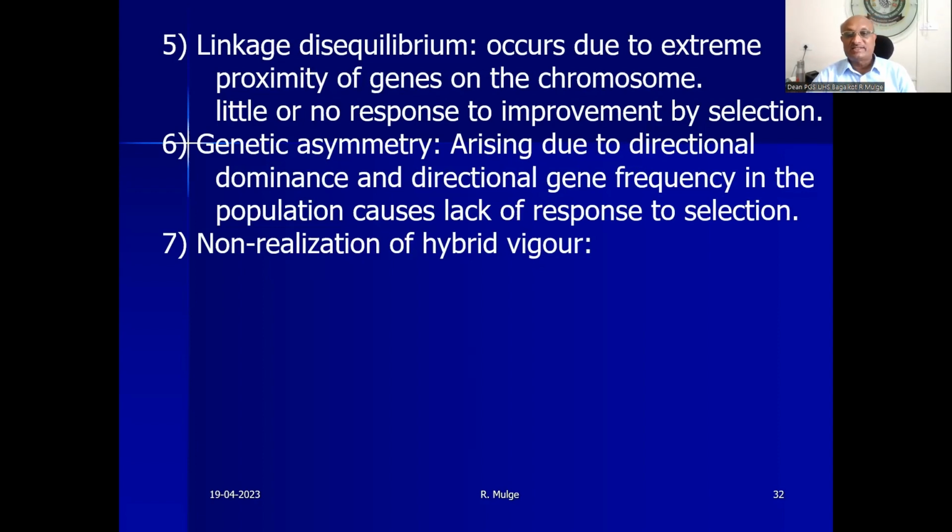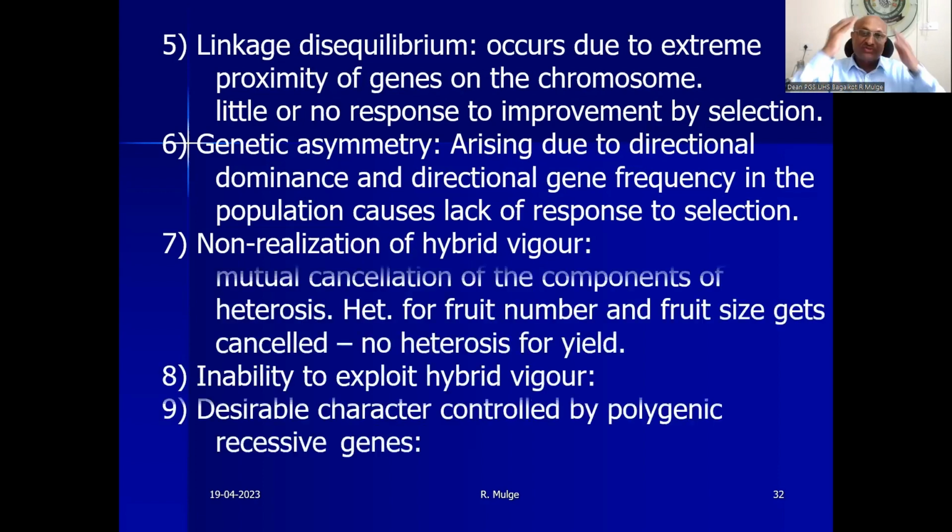Then non-realization of hybrid vigor. Many times, although there is hybrid vigor, there is mutual cancellation of the components of heterosis. For example, heterosis for fruit number, you got it. More fruits you have got, but fruit size is negative, then both are mutually cancelling and you don't get any heterosis for yield. Like that, non-realization of hybrid vigor, although it is there for one character, another character is negative.